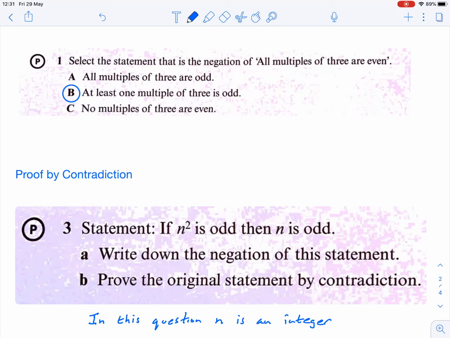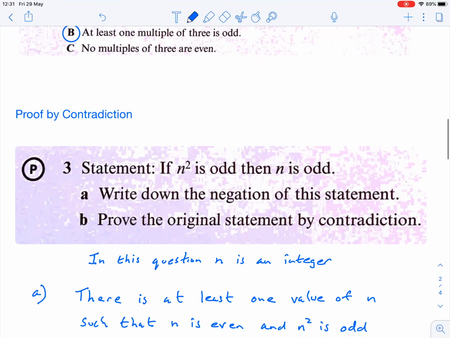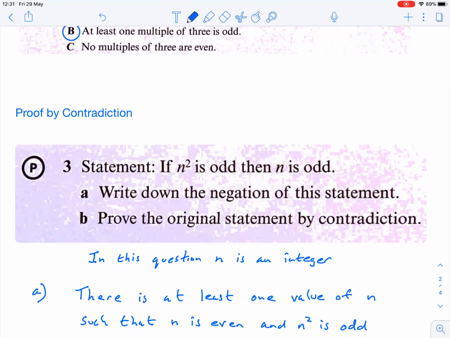So I want to write down the negation of, if n squared is odd, then n is odd. And it's the same sort of thing as the one above. There is at least one value of n such that n is even and n squared is odd. If we can just find one where it's not odd, then we've got the negation of the statement. And now we're going to prove the original statement by contradiction.